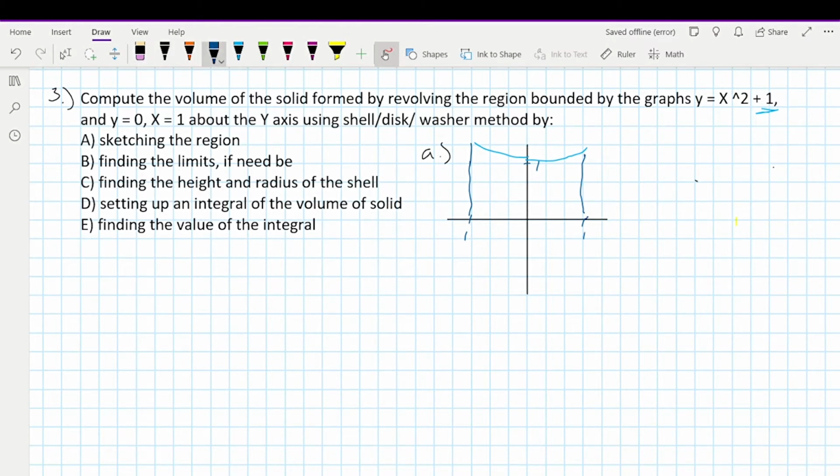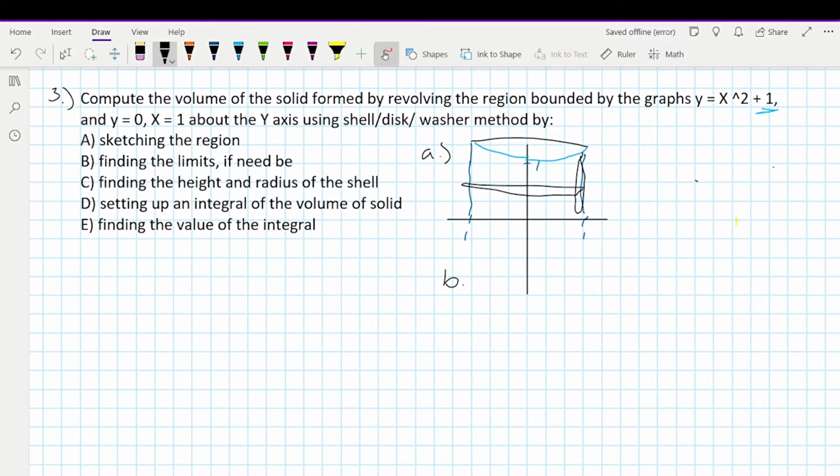And just looking at this, I know it's going to be rotated around, so this is going to be closed. And just looking at this, it kind of looks like a cylinder already to me, so I'm going to be using the shell method, which is just taking one shell and revolving it around, so you have a bunch of shells and then adding them up.